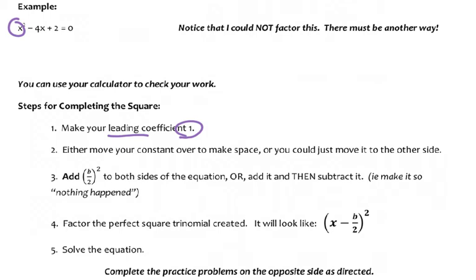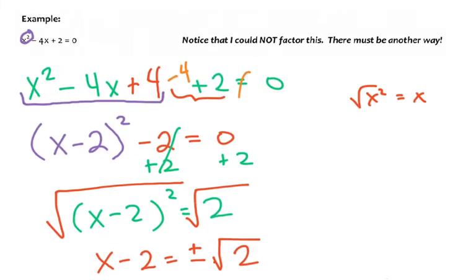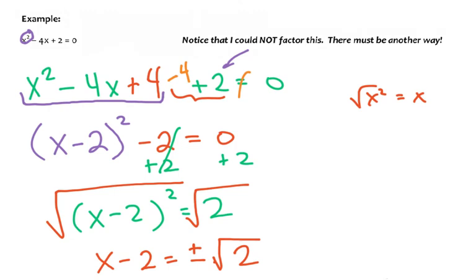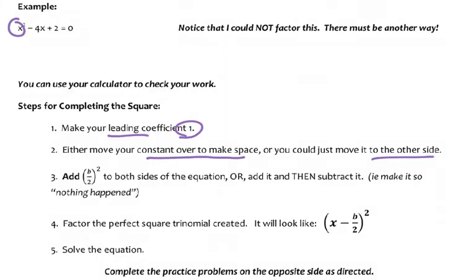You're either going to move your constant over to make space like I did, where I moved the 2, I scooted it over, right over there. So you can do that, or you could just move it to the other side. So I could have just subtracted 2 and put the negative 2 over there in the first place. Maybe, well, I'll show you another one like that.